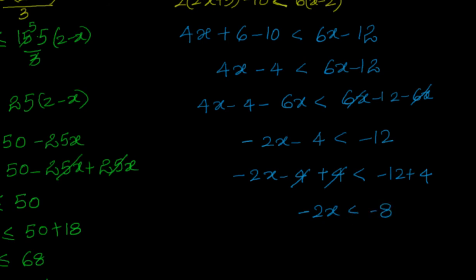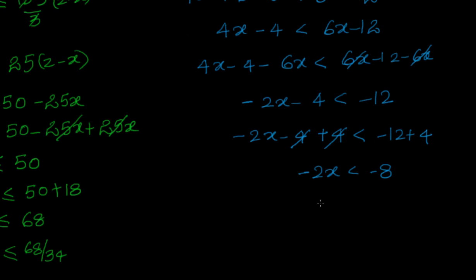Now I have minus 2x but what I want is x, so I'll divide by minus 2. I'll have x, minus x less than minus 4. Minus x less than minus 4 tells me that x is greater than 4, because we know that whenever you multiply or divide by minus 1, the sign between x and 4 will switch. The less than will become greater than.